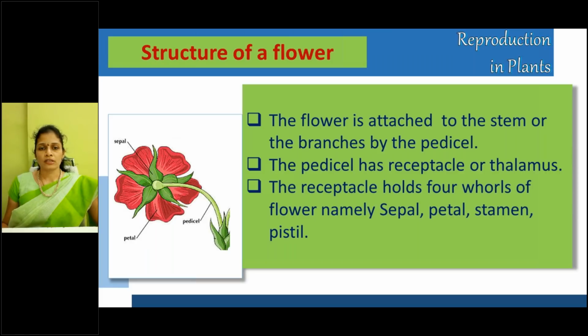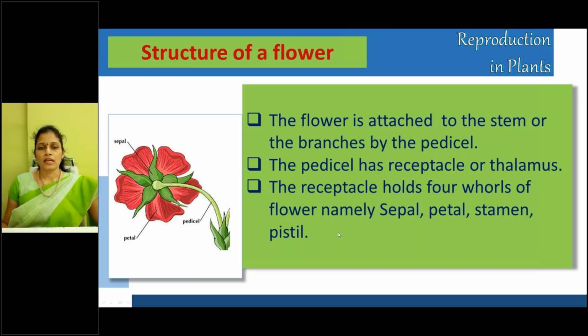What is this part, children, which connects the stem and the flower? It is the pedicel. And the pedicel has a swollen part called the receptacle. What is the other name of receptacle? Thalamus. And what is the function of this receptacle? It holds the four whorls of the flower. Those are sepals, petals, stamen, and pistil.